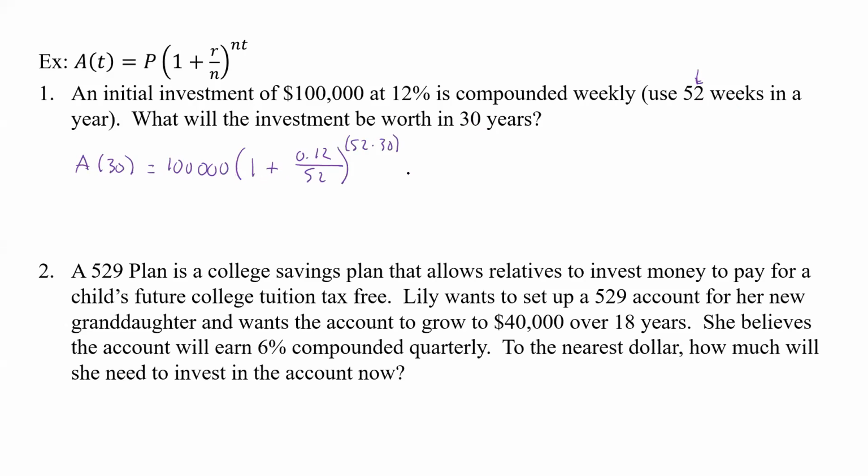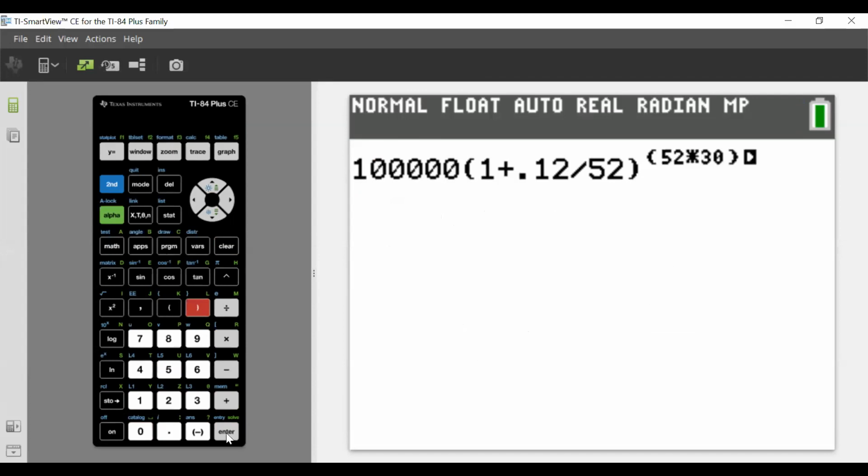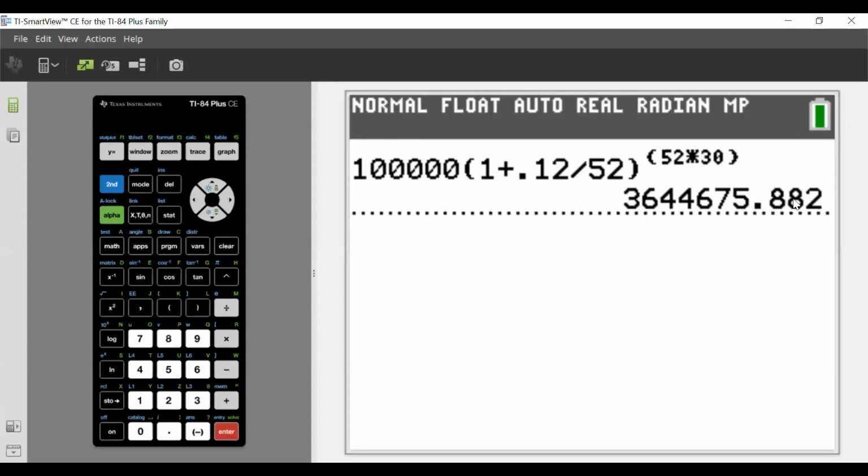That's basically what we're going to type into our calculator now. So we had the 100,000 times 1 plus r, which we had as 0.12, divided by n, which was 52 weeks, raised to the power n, which was 52, times the number of years, which was 30, and hit enter after that. That's going to be how much we have.